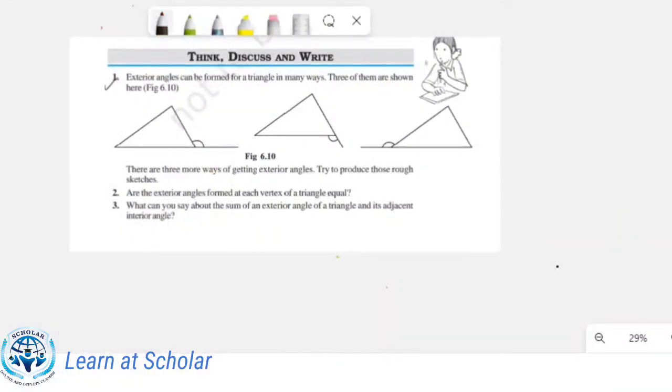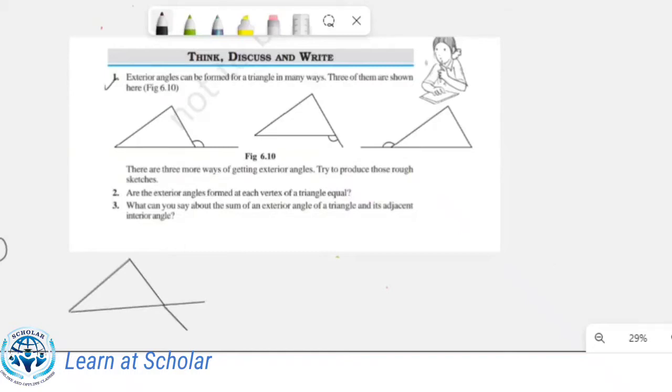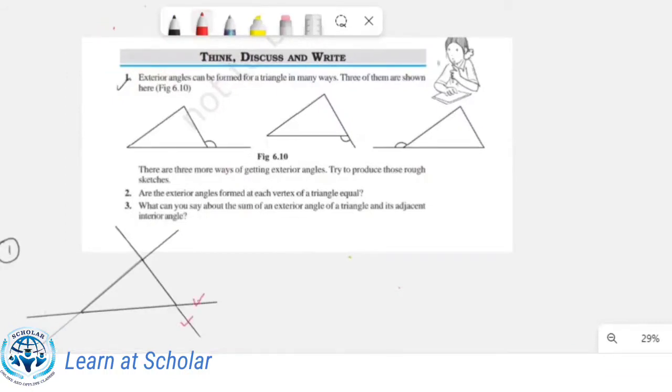Exterior angles can be formed for a triangle in many ways. Three of them are shown here in the figure. There are three more ways of getting exterior angles. Try to produce those rough sketches. So I am producing. This is a triangle, this is one exterior angle, this is the second exterior angle. That means on the same vertex we have two exterior angles. On the second vertex again there are two exterior angles and these are the next two exterior angles. On the same vertex we had two exterior angles.